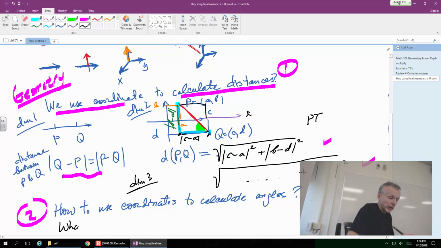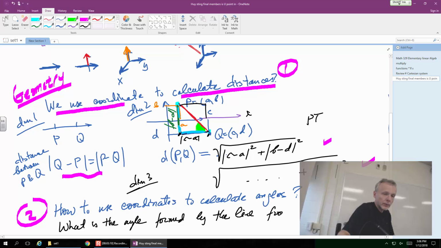So what is the angle formed by the line from P to Q with the x-axis?